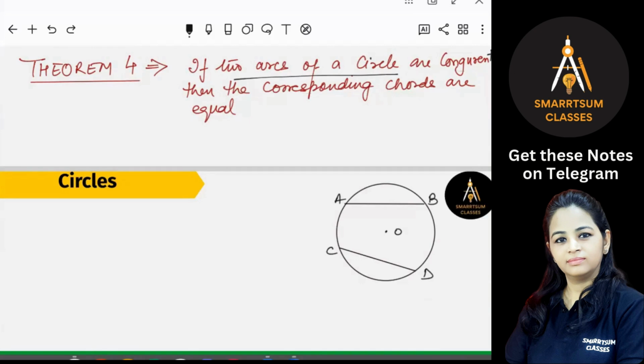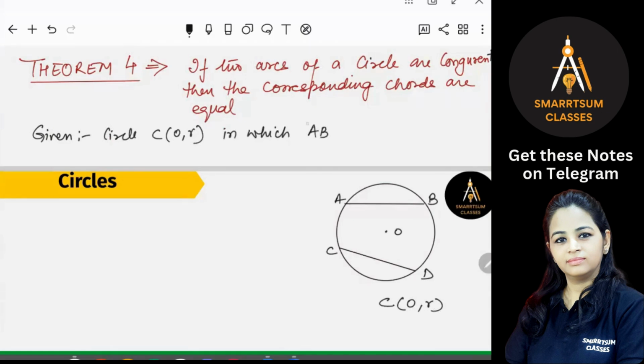Okay, so in this theorem, what is given to you? It is given that the two arcs are equal, right? So write down what is given here. Given a circle, suppose this is a circle C(O, R), in which arc AB, this is the symbol of arc, is congruent to arc CD. So arcs AB and CD are congruent.